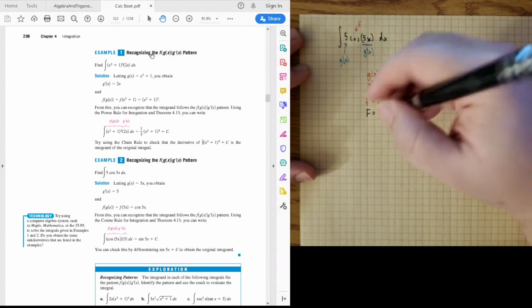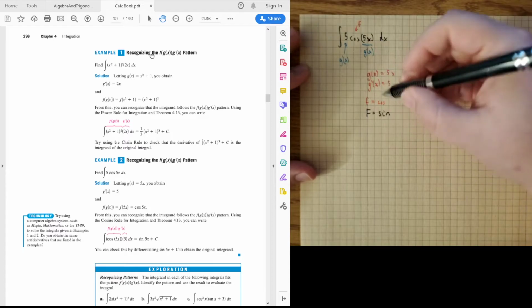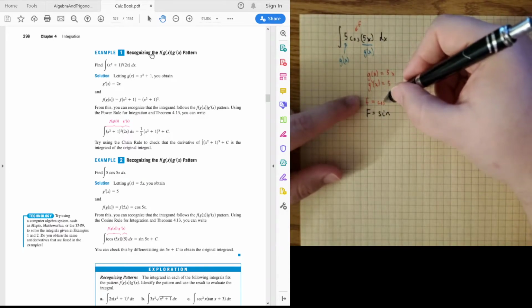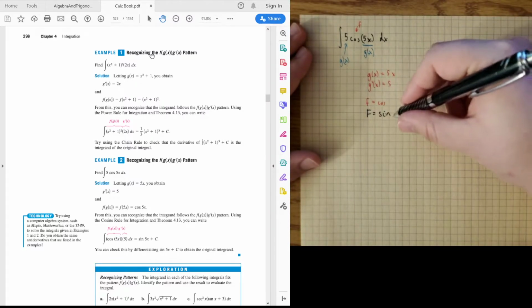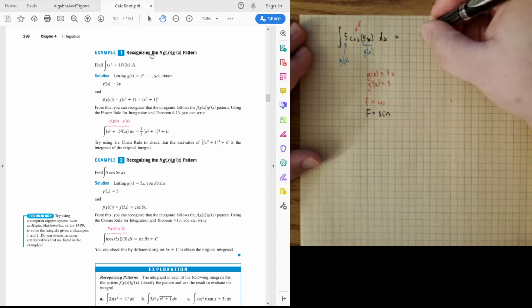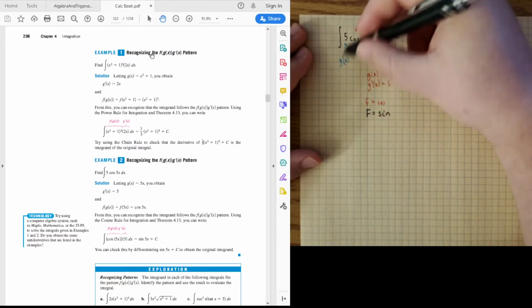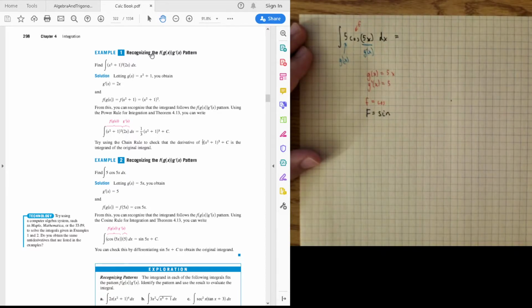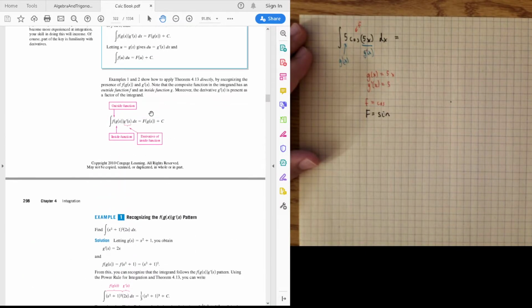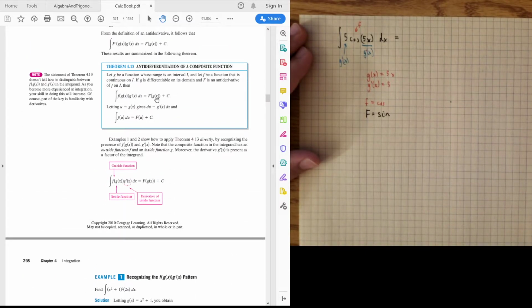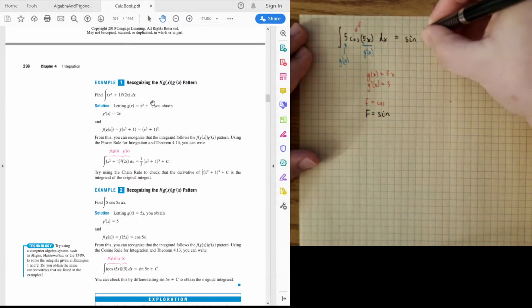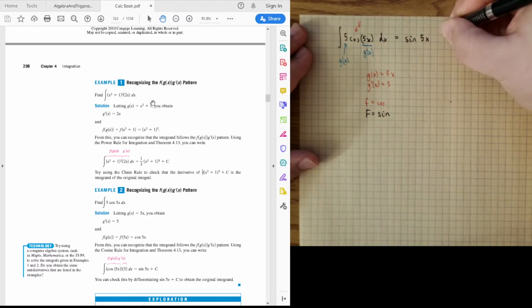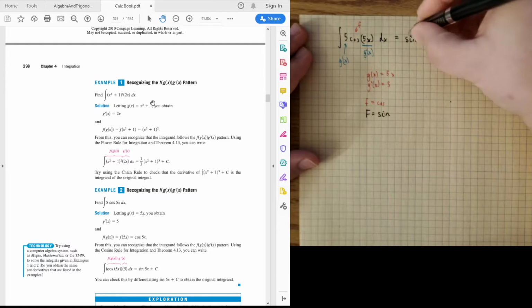Well, the integral of cosine is just sine. Remember, sine becomes cosine when you take a derivative, so when you integrate, cosine becomes sine. So that tells me capital F is my sine function. But now I have to undo the entire operation. The integral of this function, the 5 is part of g prime. Remember, according to Theorem 4.13, what's going to be left behind is big F with g of x inside of it. So sine with g of x inside of it, and don't forget the constant of integration.